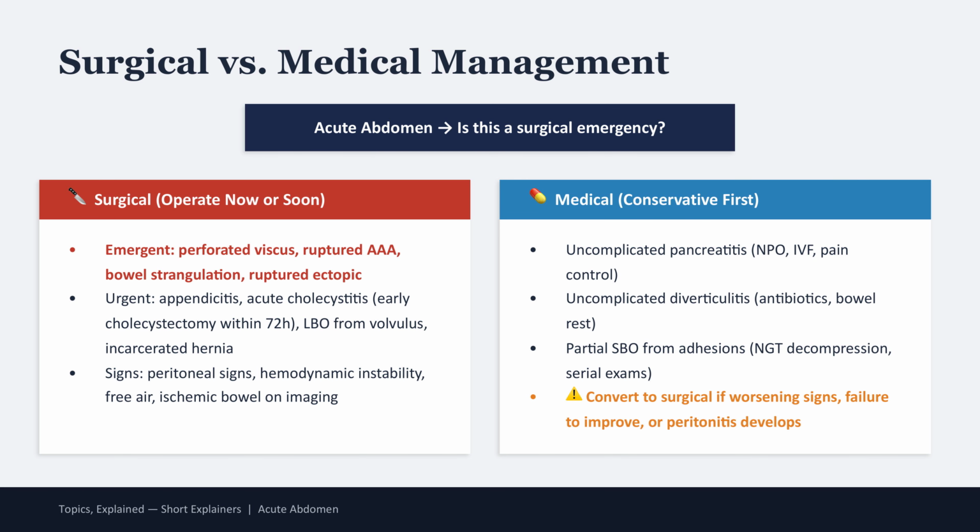Surgical urgencies include appendicitis, acute cholecystitis, early cholecystectomy within 72 hours, large bowel obstruction from volvulus, and incarcerated hernias. Medical management is appropriate for uncomplicated pancreatitis, uncomplicated diverticulitis, and partial small bowel obstruction from adhesions, where you try nasogastric decompression and serial abdominal exams first. The key principle: if peritoneal signs develop, the patient becomes hemodynamically unstable, or there's failure to improve, convert to surgical management.